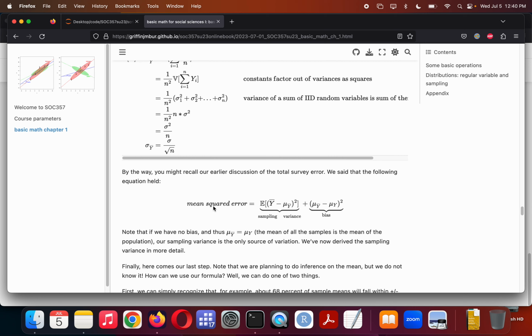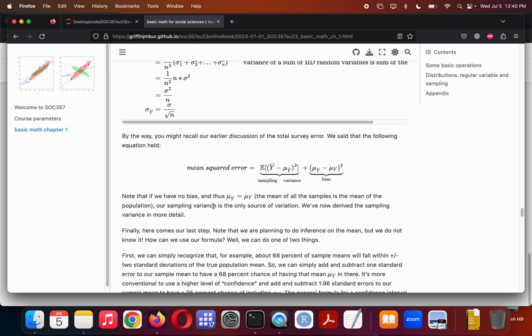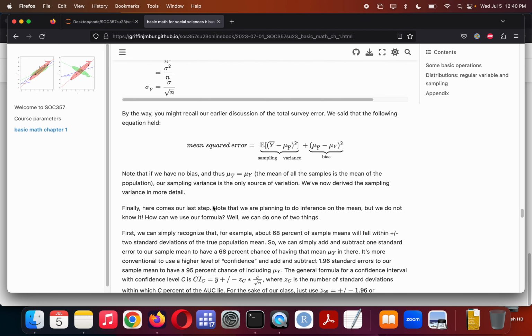Okay, so now we have the variance and the mean of our sampling distribution. We want to do inference on the population mean, but we don't actually know the population mean, so we don't actually know where the sampling distribution is located. So how can we use our formula? What can we do with this information?